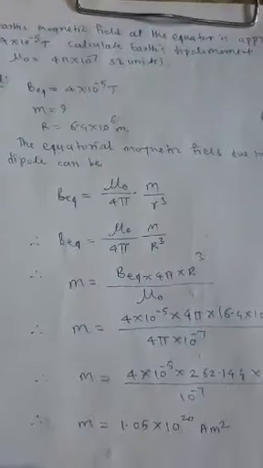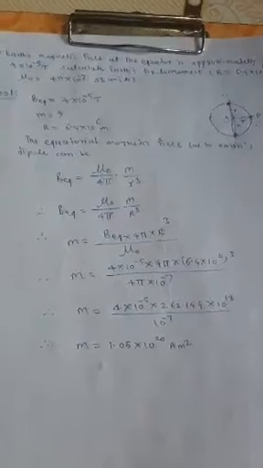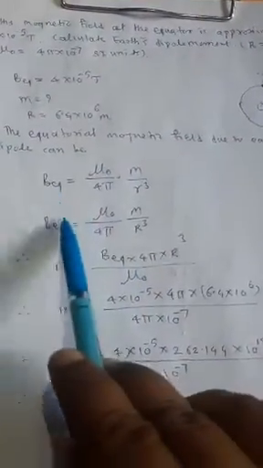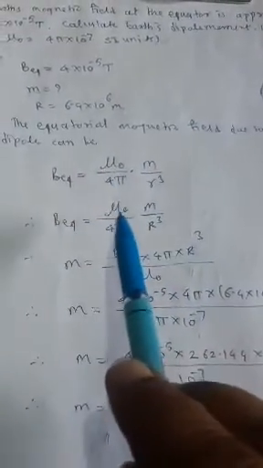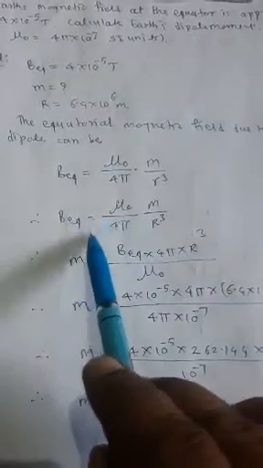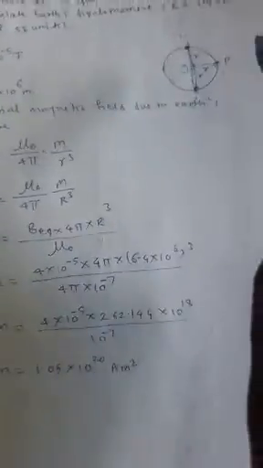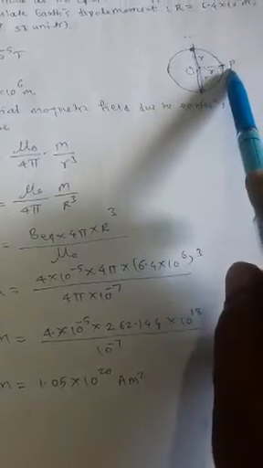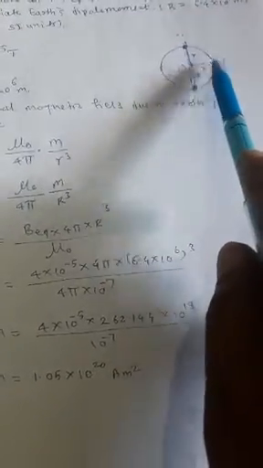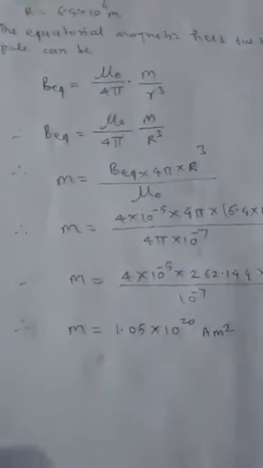The equatorial magnetic field due to the Earth's dipole can be written as BEQ is equal to mu 0 upon 4 pi, M divided by R cube. What is the R? R is the distance of the point from the center, and here the point is situated on the equator of the Earth. Therefore the distance is the radius of the Earth, denoted by capital R. Therefore instead of small r we can write capital R, and the value of capital R is given in this problem.